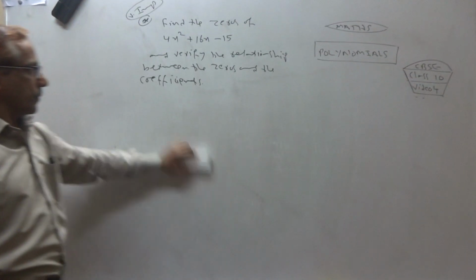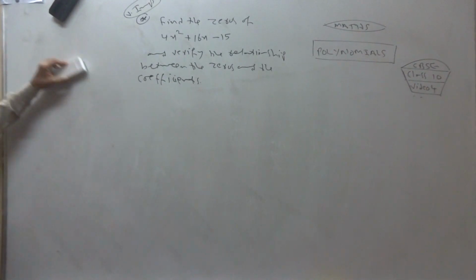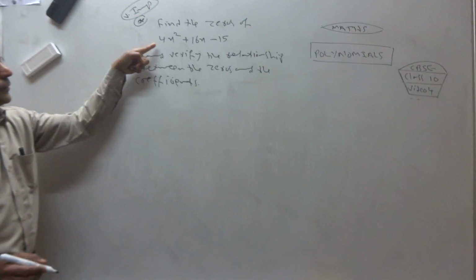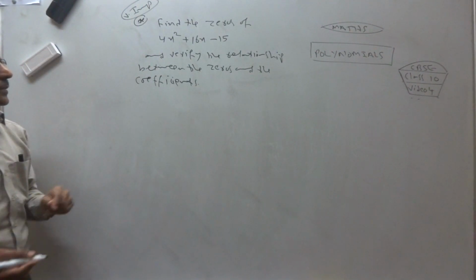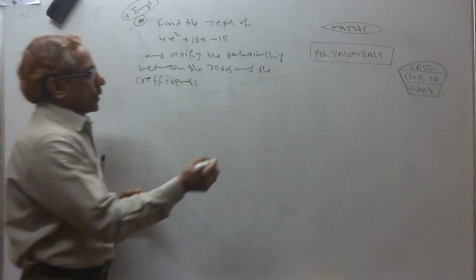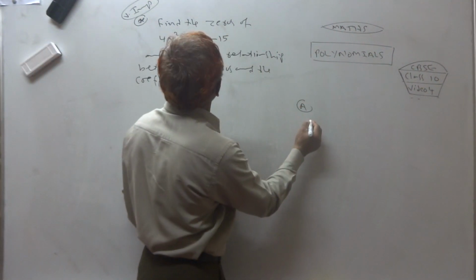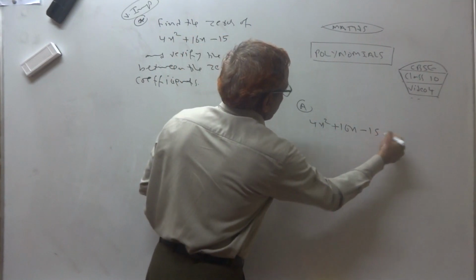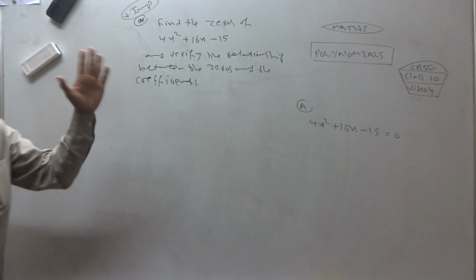So please say, what are we asking? Find the zeros of this and verify the relationship between the zeros and the coefficients. Okay, so how do we do this question? First we find zeros. See, first we are finding zeros.